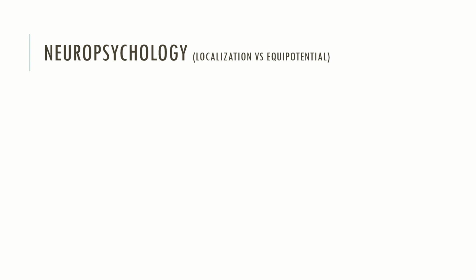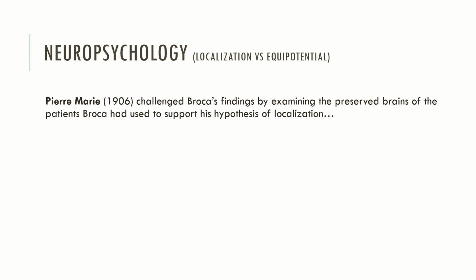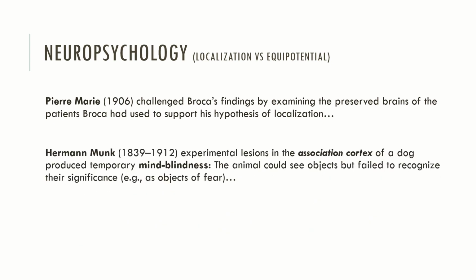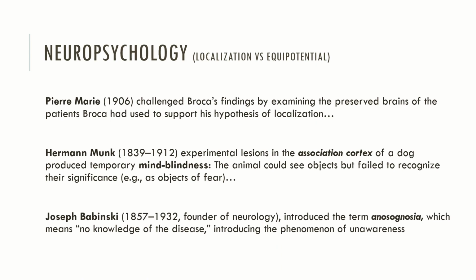Pierre Marie challenged Broca's findings by examining the preserved brains of the patients Broca had used to support his hypothesis of localization. Hermann Munk showed that experimental lesions in the association cortex of a dog produced temporary mind blindness. The animal could see objects but failed to recognize their significance. And Joseph Babinski introduced the term anosognosia, which means no knowledge of the disease, introducing the phenomenon of awareness in the understanding of diseases. Individuals may have some brain impairment, but they are not aware of this impairment.